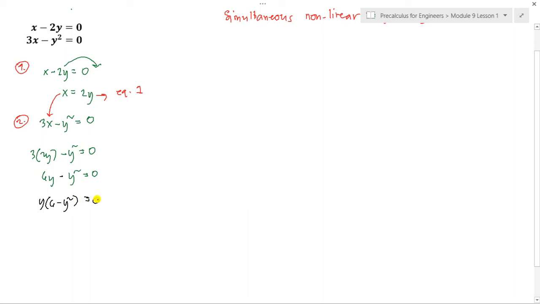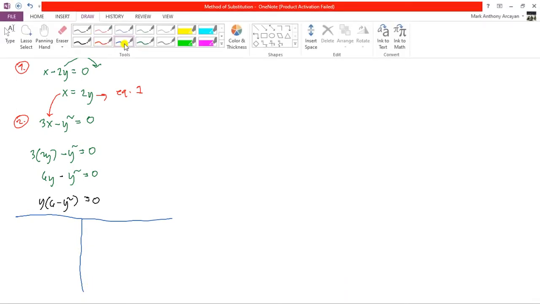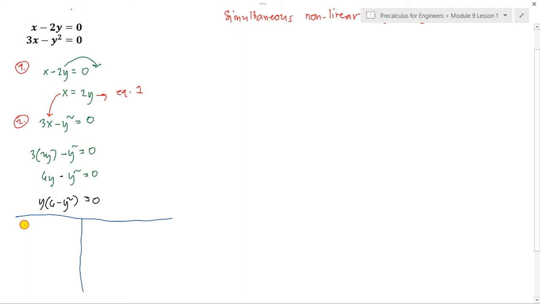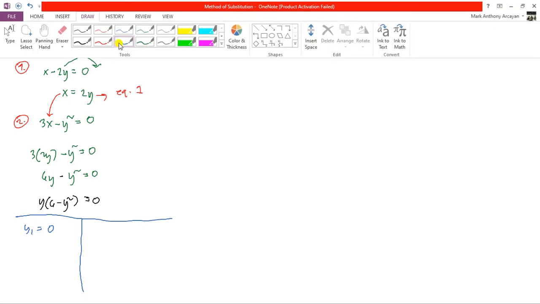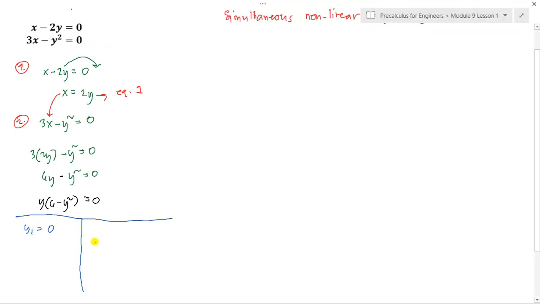So, therefore, we have two roots for here. Natay daw ka-solution ani for y. So, we have y1 is equals to 0. And then the other roots, ang uban nga roots, that is 6 minus y2 squared is equals to 0.